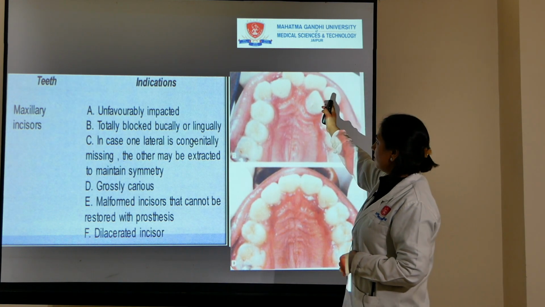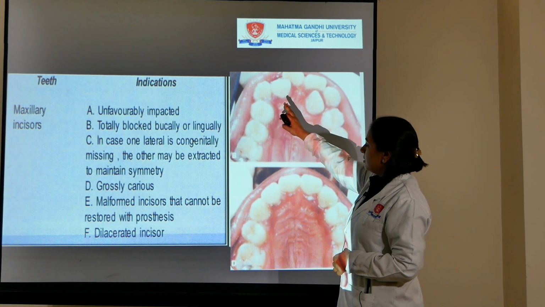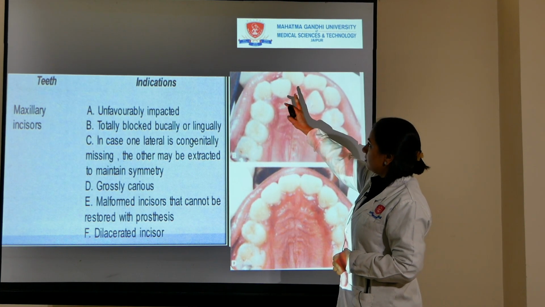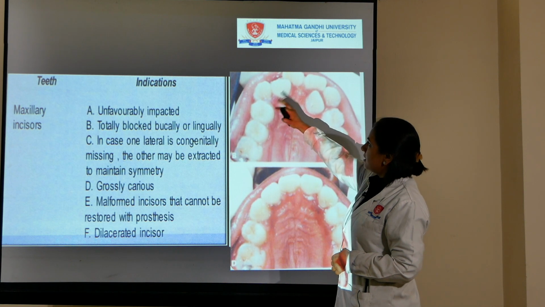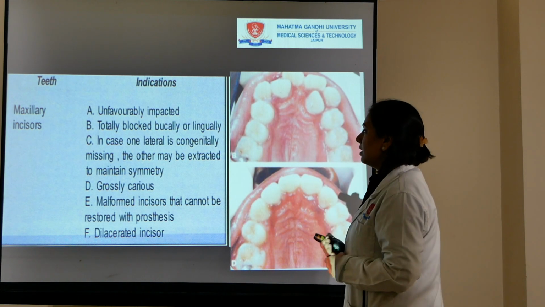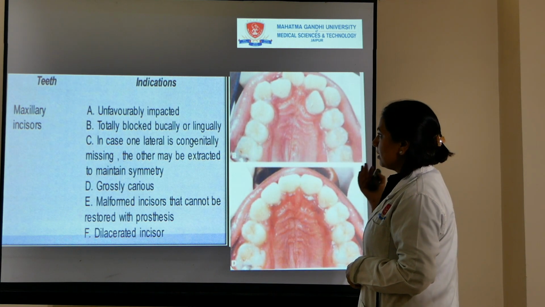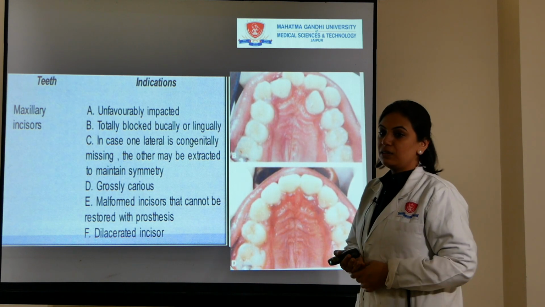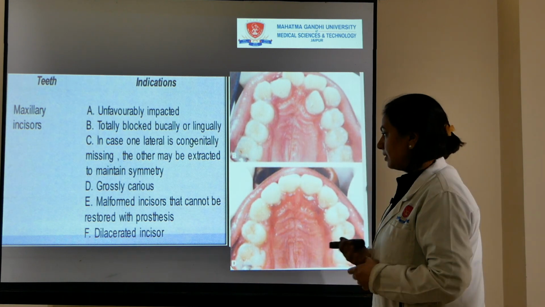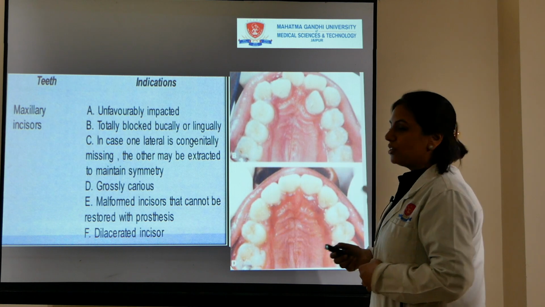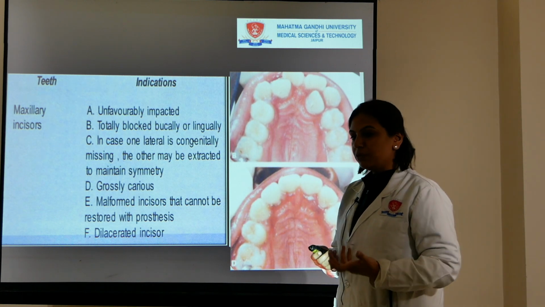If one side lateral incisor is missing and the other teeth are all okay, then if we remove the other side, the symmetry of the midline will be maintained. If one of them is grossly carious and we cannot save it, then we remove that. Or if there is a tooth which is dilacerated and cannot be moved.